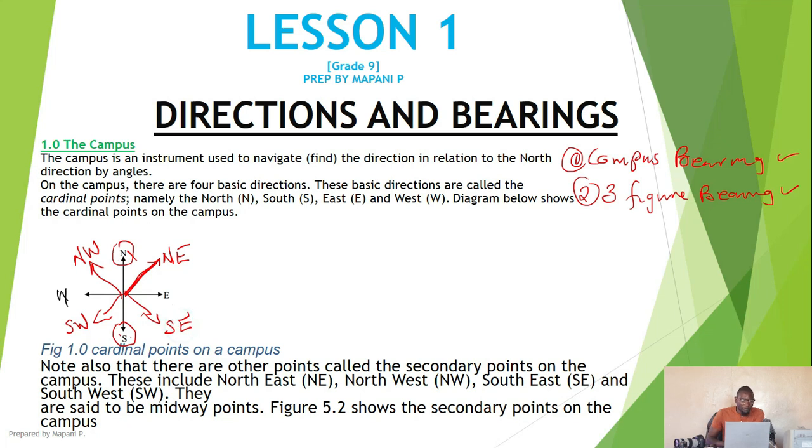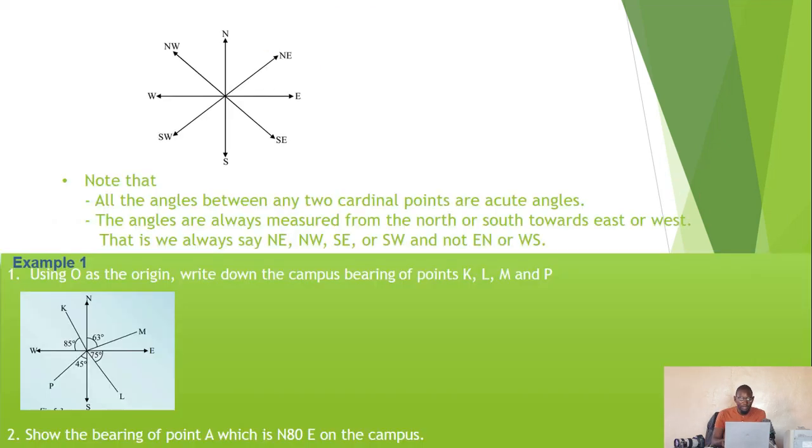So normally when you are naming the secondary points, you just have to consider if it's above or below this line, what I call the V. If it's above, you have to use the north. If it is below, you have to use the south. So if it's above the line you start with the north, then you put west or east, just like that.